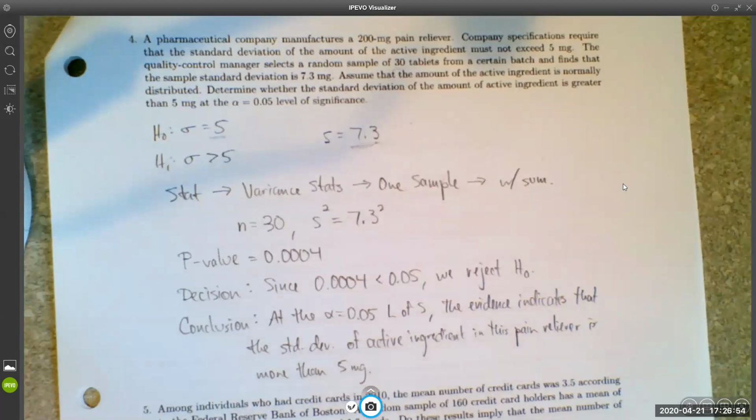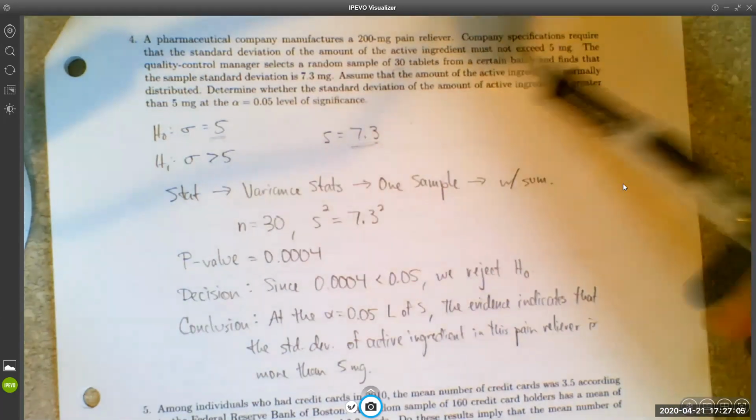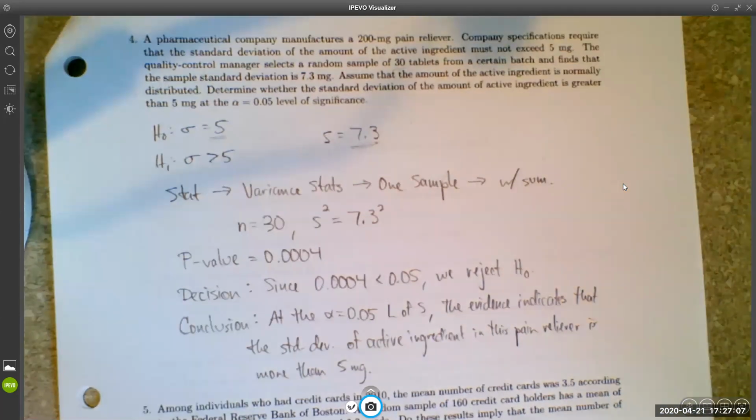Okay, so it's more than 5 milligrams. That's bad news for this particular pharmaceutical company, because that means that their standard deviation is exceeding their company specifications. And that's also bad news for anybody taking this pain reliever, because, again, if you think about what the standard deviation measures, the standard deviation measures how much variability there is.